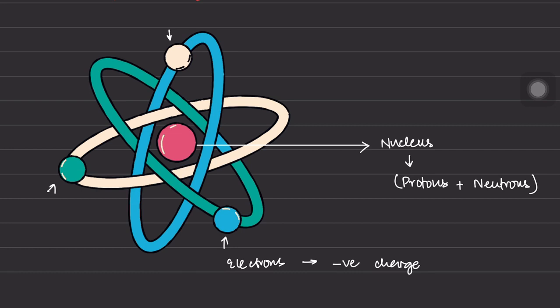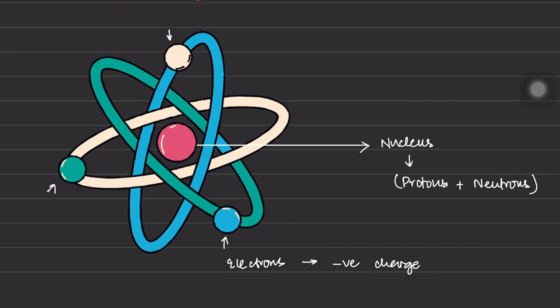The mass of the atom is mainly concentrated here in the center, in the nucleus. We'll talk about why that is the case in a bit. Like I mentioned, the nucleus is surrounded by electrons which are constantly revolving in orbits around it.